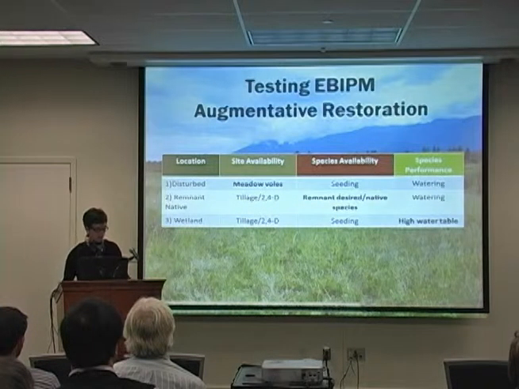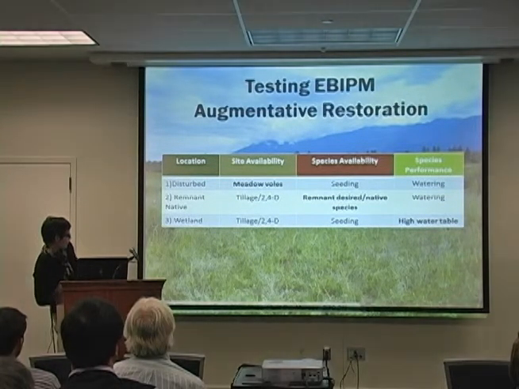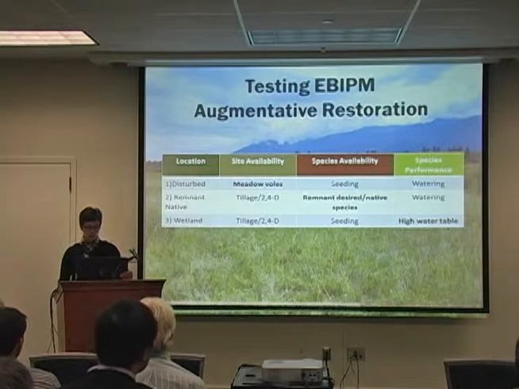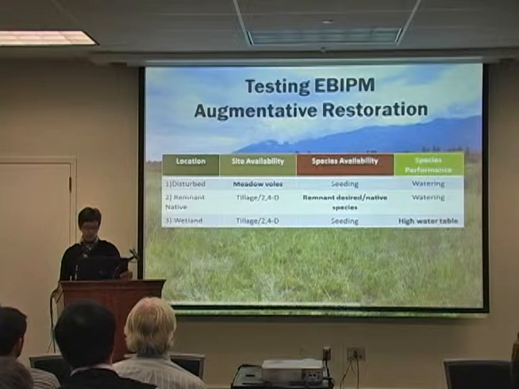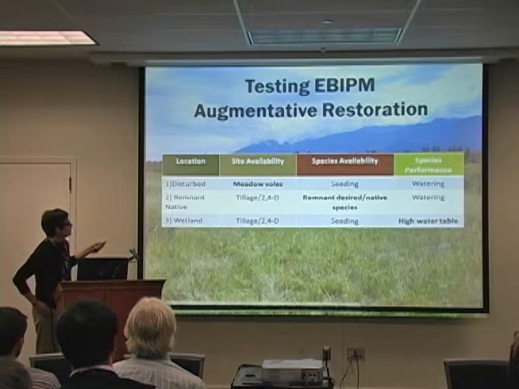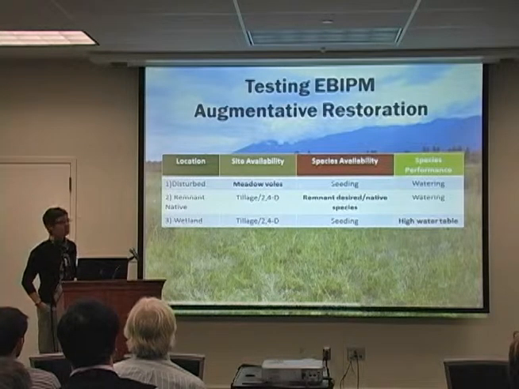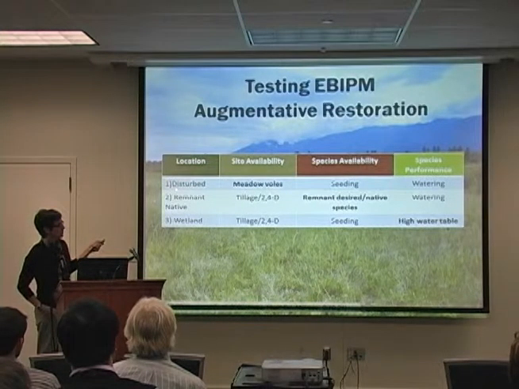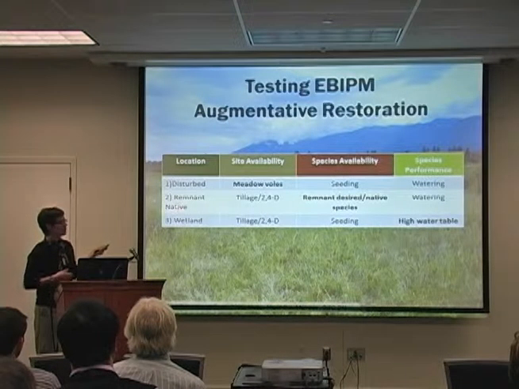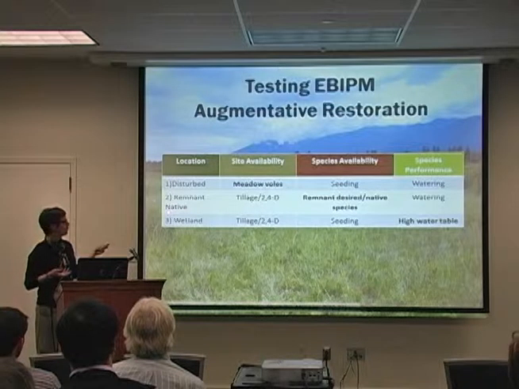And what the researchers did, which you can't actually see the citation on the bottom, it's Sheley, James, and Bard, 2009, Invasive Plant Science and Management. What the researchers did was locate 3 locations in this area. One they called disturbed. It already had quite a bit of disturbance present. One of the areas had a remnant native population, so they called it remnant native.